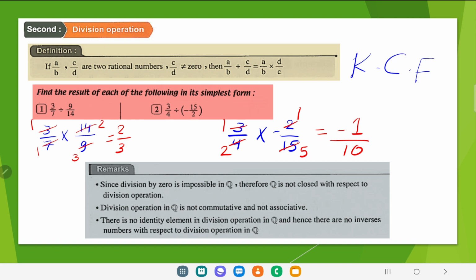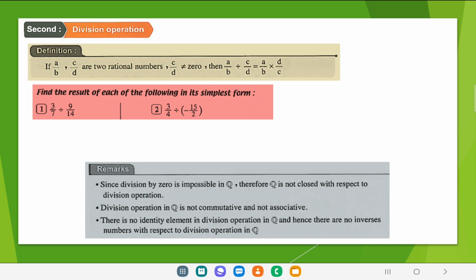Since division by 0 is impossible, therefore Q is not closed with respect to the division operation. Division operation in Q is not commutative and not associative. There is no identity element in division operation in Q, and hence there is no inverse number with respect to division operation.